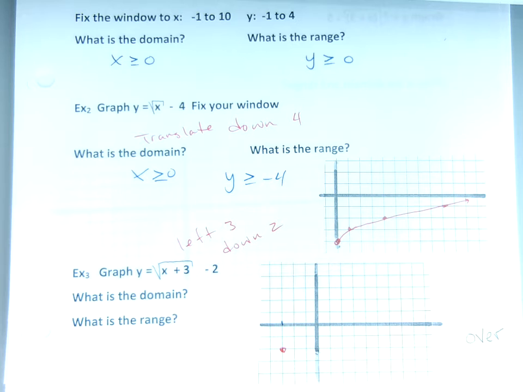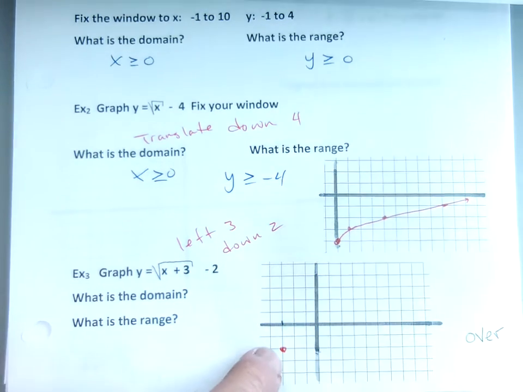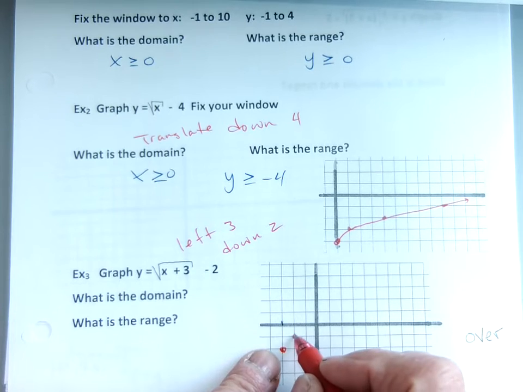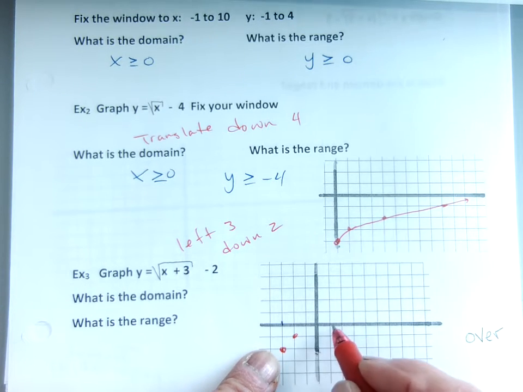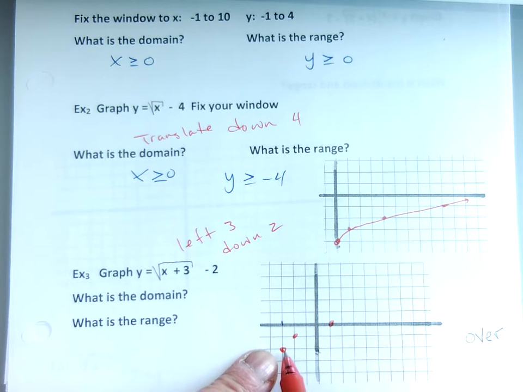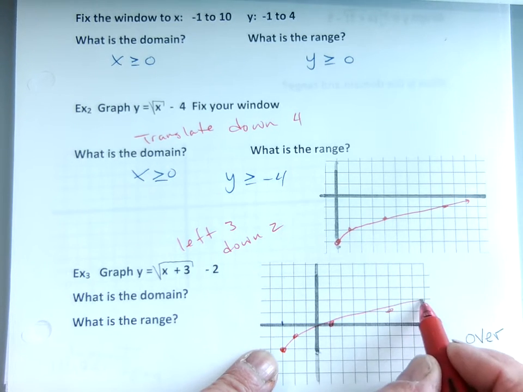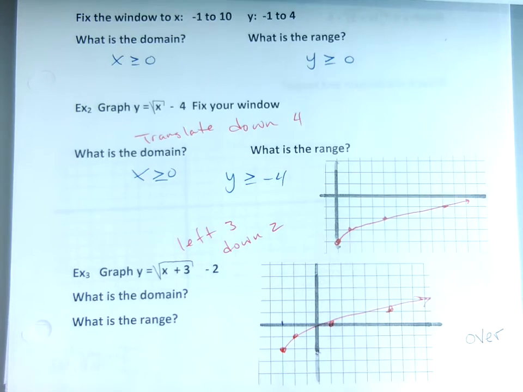Okay. So then I'm going to do the same exact graph. From here I'm taking my parent function 1, 1. I'm going to go over 4. 1, 2, 3, 4. Square root of 4 is 2. I'll go over 1, 2, 3, 4, 5, 6, 7, 8, 9. Square root of 9 is 3. And there is my graph. Missed that one. Okay.